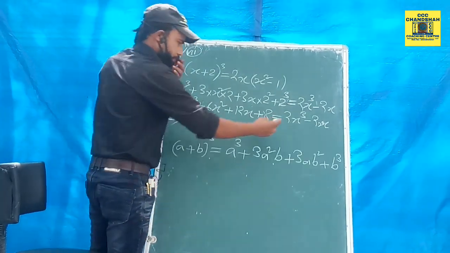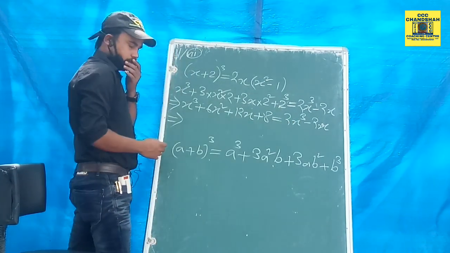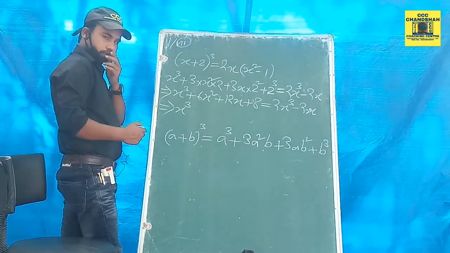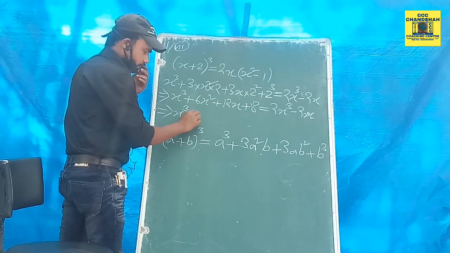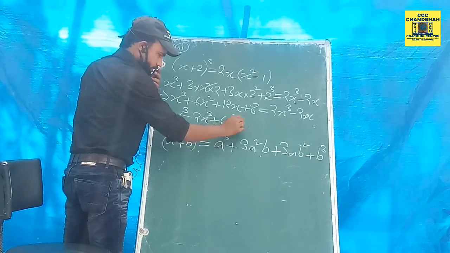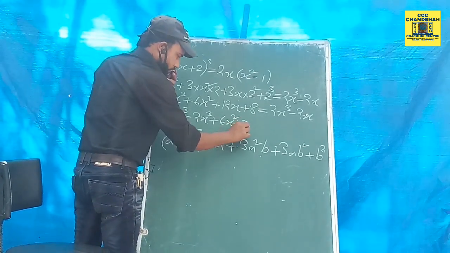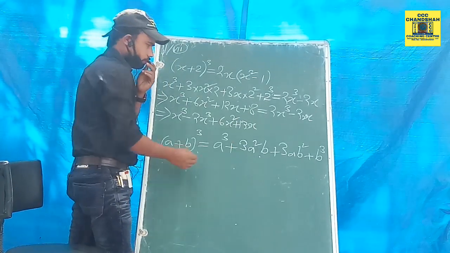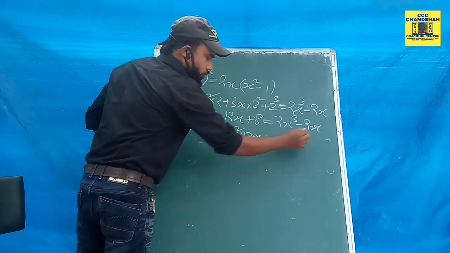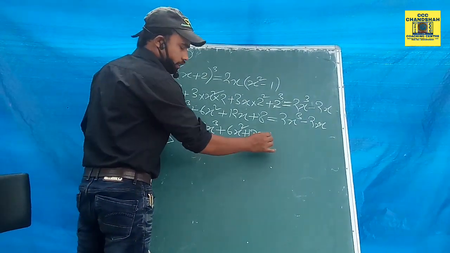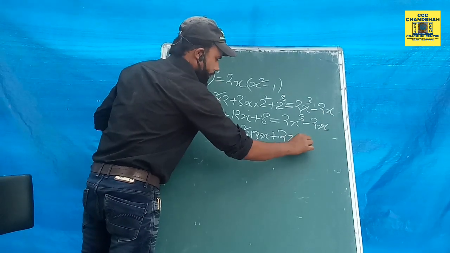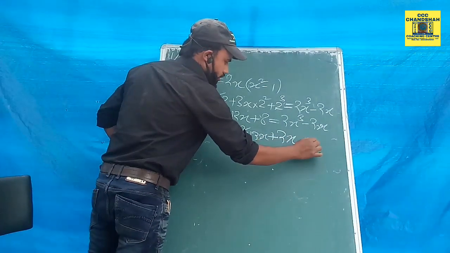Now bring these terms inside here. You bring twice x cube to this side, then it will be replaced by minus. So minus twice x cube, then plus 6x square is there, plus 12x, plus twice x. It means minus twice x has to be brought to this side, and then it will be replaced by plus. So plus twice x, plus 8 is there on this side.